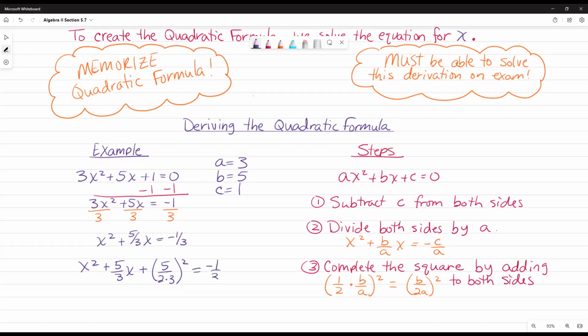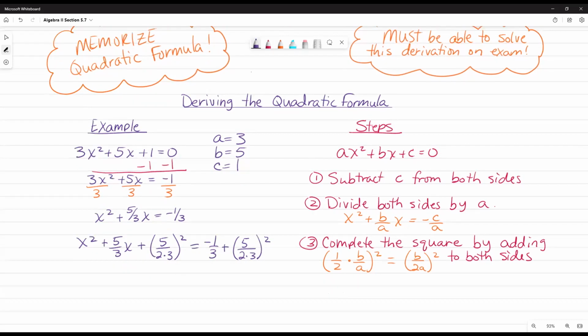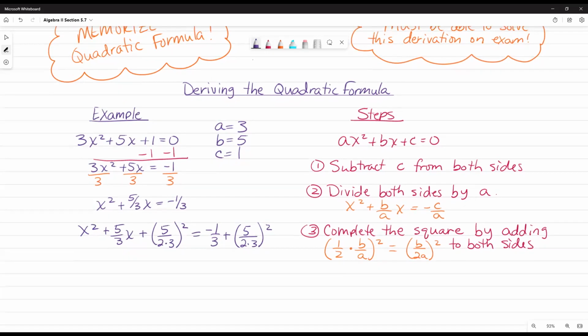And so that's negative 1/3 times the same thing, or plus the same thing. 5 over 2 times 3 squared. So in this case, we need to simplify that. So we end up with x squared plus 5/3 x plus 25 over 36. And negative, I'm going to change my 1/3 to 12 over 36 plus 25 over 36.